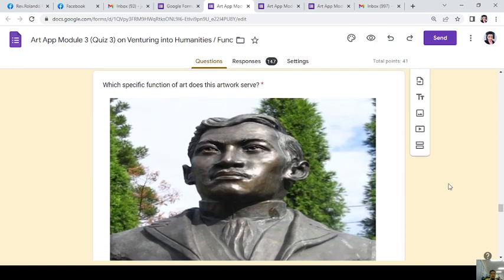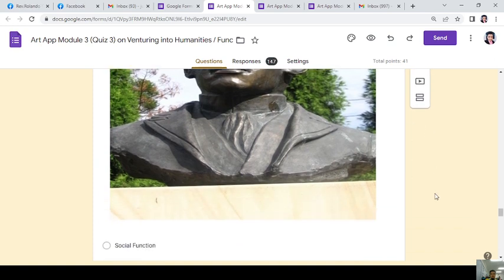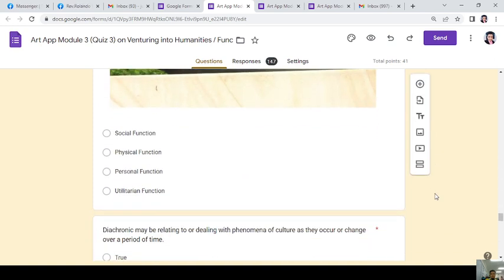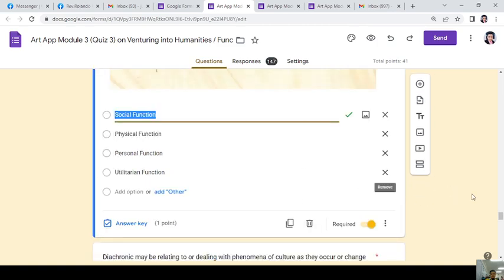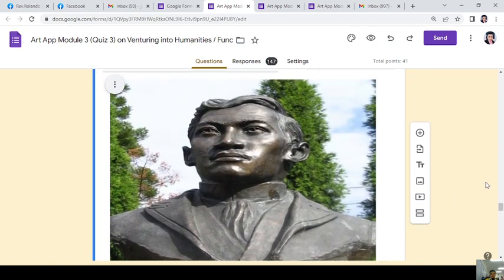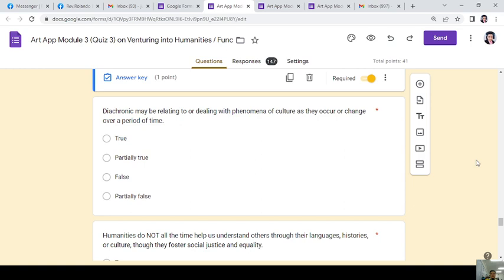Next one, okay. What or which specific function of art does this artwork serve? A particular sculpture or statue. Social, physical, personal, or utilitarian. That is social under historical or cultural. Okay, good.